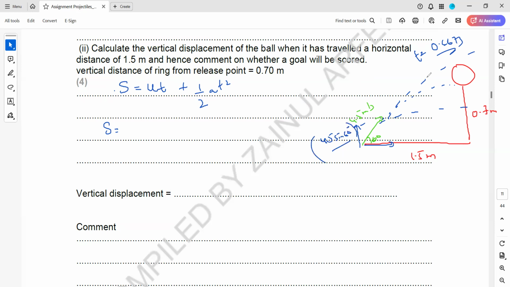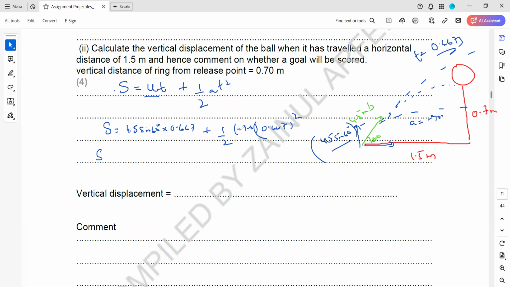Why are we using the vertical component? Because when we talk about vertical motion, we always use the vertical component, and we use the equations of motion as well, because in a vertical plane it is accelerating or decelerating. So in place of u, we will write 4.5 sine 60. The time is 0.667, plus 1 by 2, and because it's moving against gravity, we put negative 9.8, and time is 0.667 square.